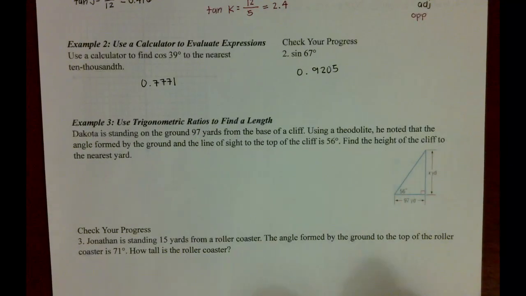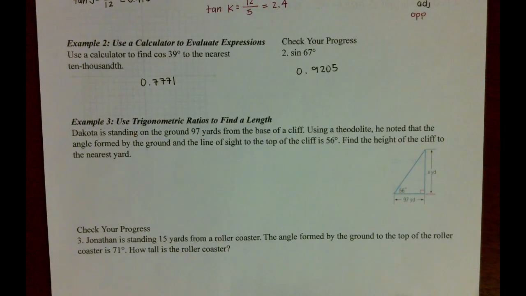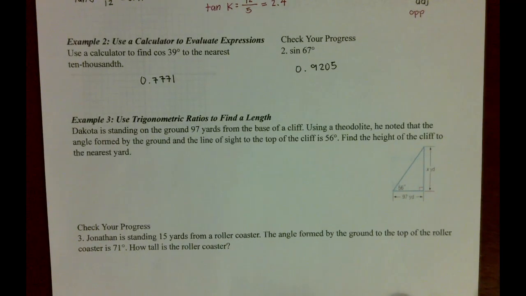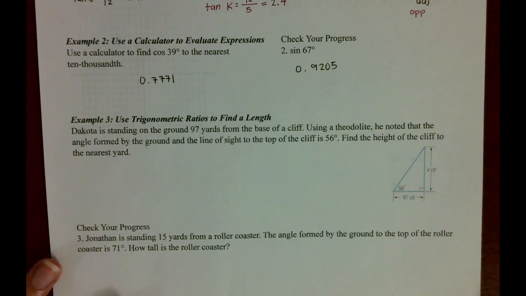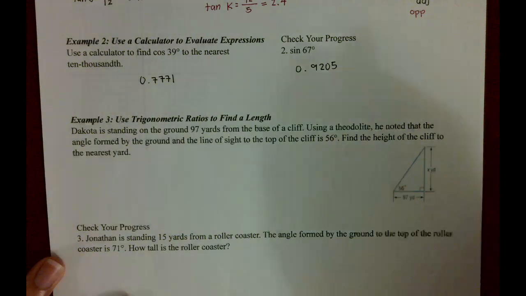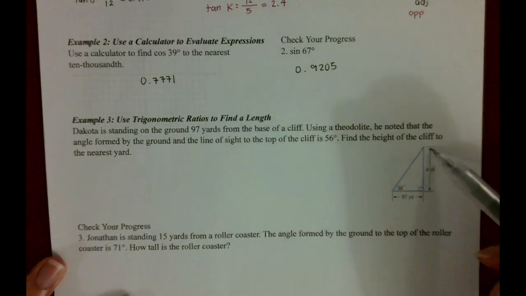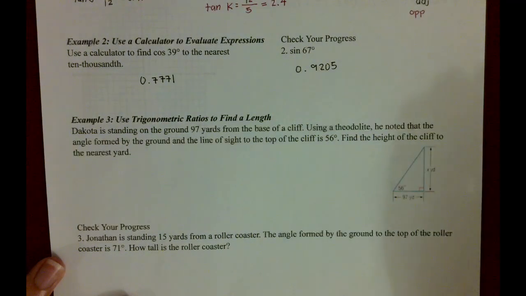Okay, so the next one we're going to do is example 3. Here, Dakota is standing on the ground 97 yards from the base of a cliff. Using a theodolite, he noted that the angle formed by the ground and the line of sight to the top of the cliff is 56 degrees. We want to know the height of the cliff to the nearest yard.